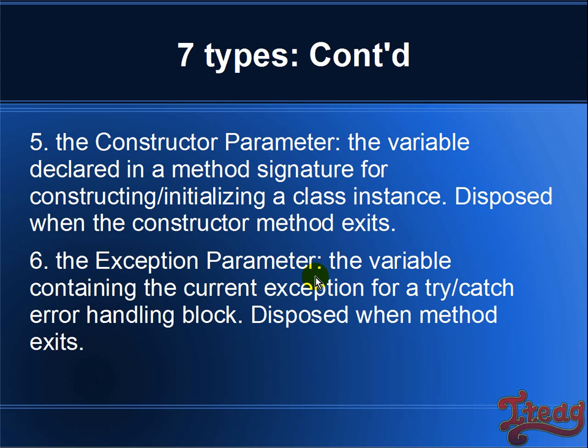The exception parameter. All right. This is for when we do error handling. It's the variable containing the current exception for a try-catch error handling block, disposed when the method exits. So like the bigger stack in general.